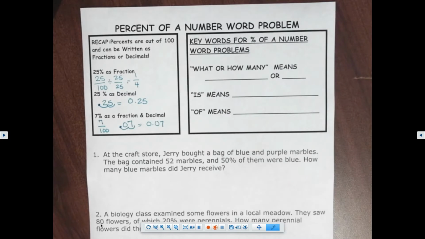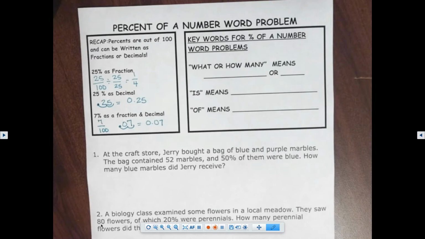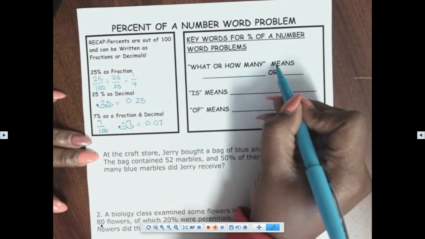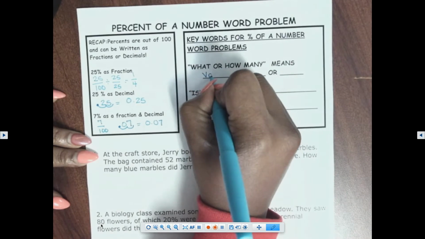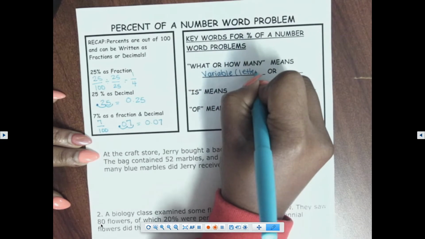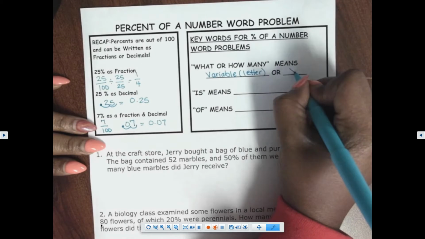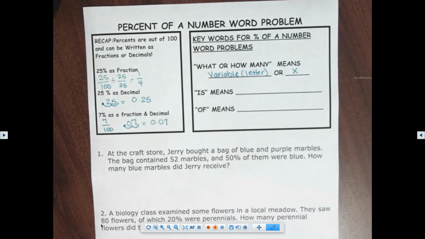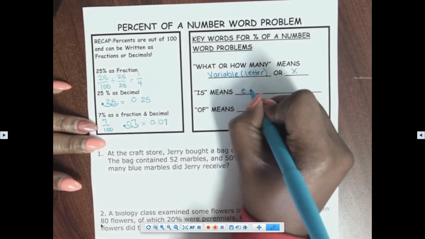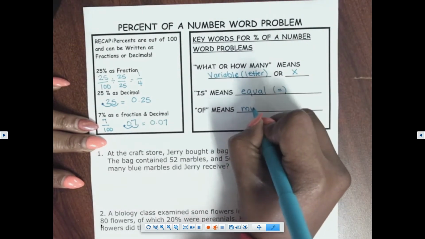As you read word problems, you have to look for keywords. If you see what or how many, they're referring to the variable. If you don't know what a variable is, that is a letter, and it can be any letter. That's the unknown, the thing that we are looking for. You can put X, you can put the initials of your letter, whatever. I'm going to use X today. Then is refers to the equal sign, and of lets us know that we should be multiplying.